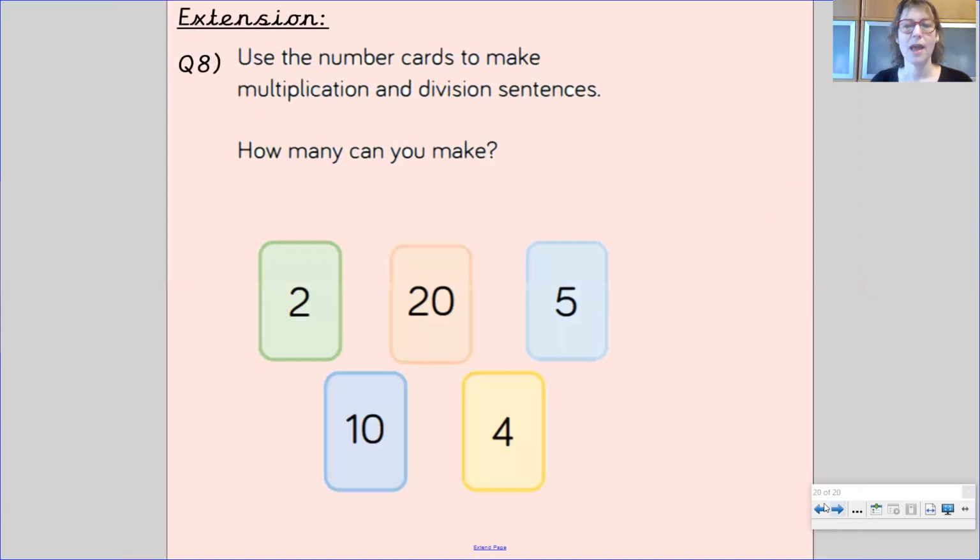And there was a nice fun game for you to play. So you've got 5 number cards there, and you've got to use those to make as many division and multiplication sentences as you can. So you have got to add in a multiplication sign, a division sign, or equals. So something times something equals something, or something divided by something equals something. So for example, you could have 2 times 5 equals 10, and then 10 divided by 5 equals 2.